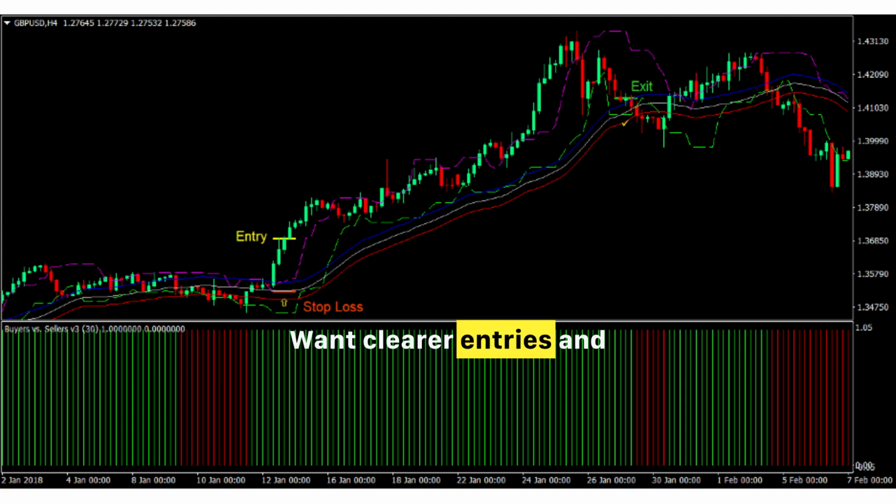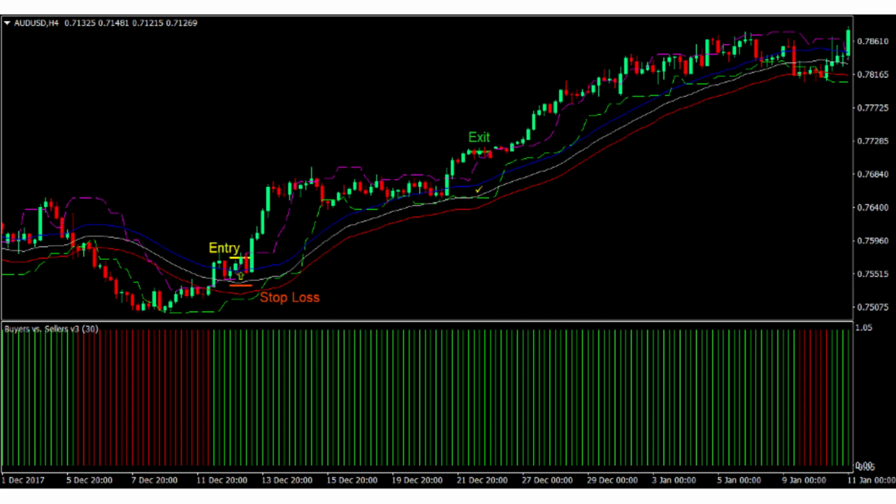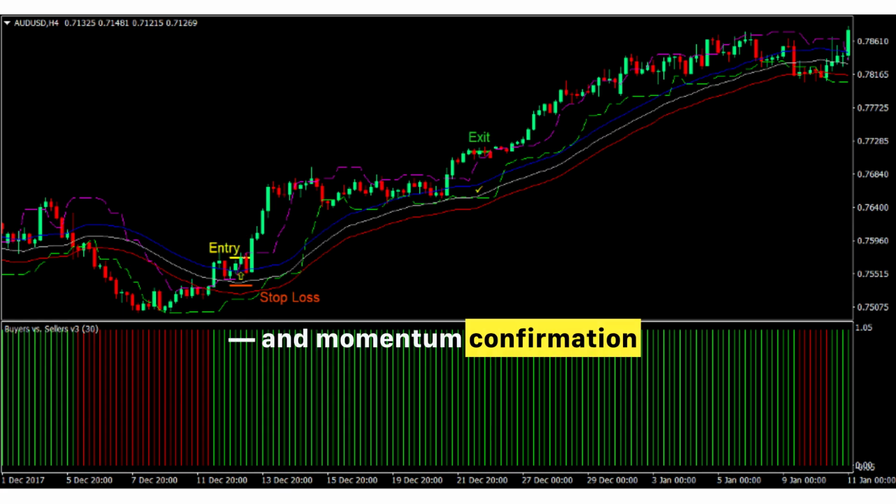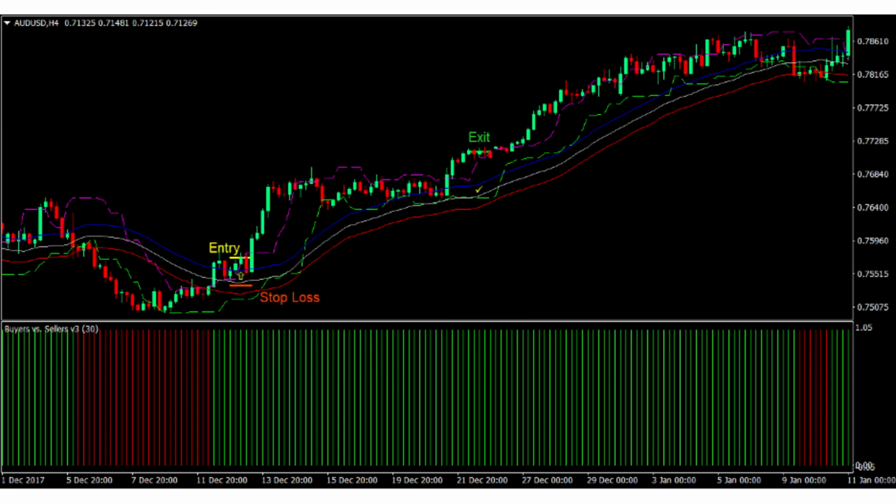Want clearer entries and exits with momentum on your side? The candle stop envelopes momentum strategy helps you ride strong moves and avoid fake signals, even in choppy markets. This strategy uses candle stop envelopes, a dynamic envelope around price, and momentum confirmation to enter trades with higher probability.